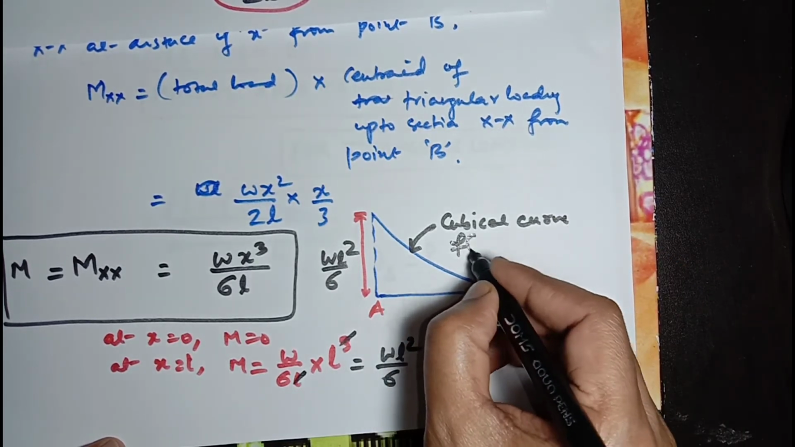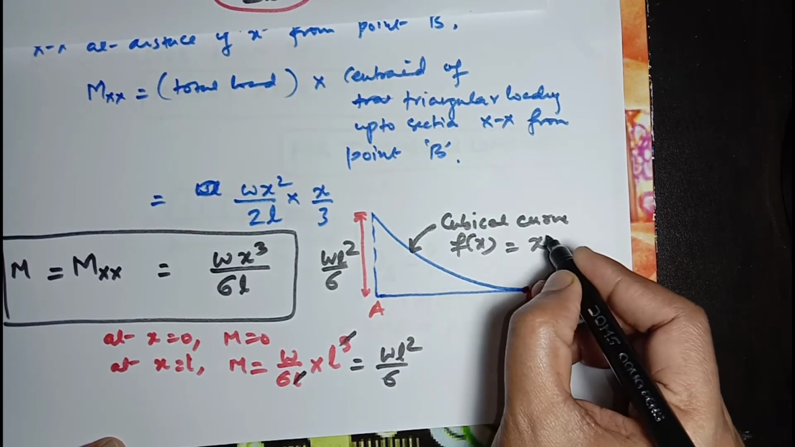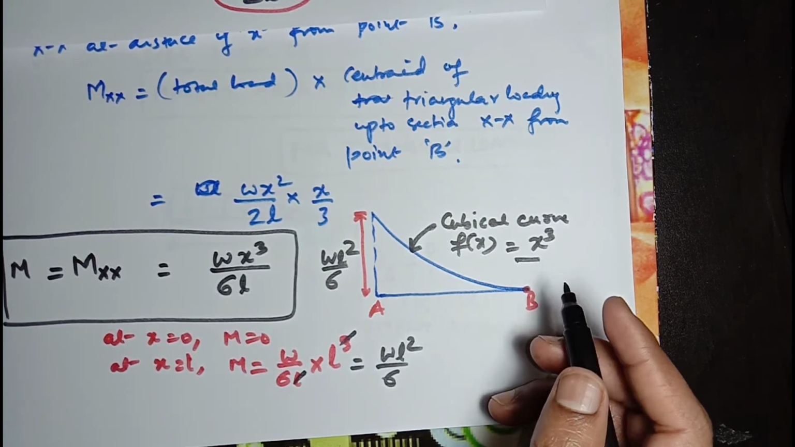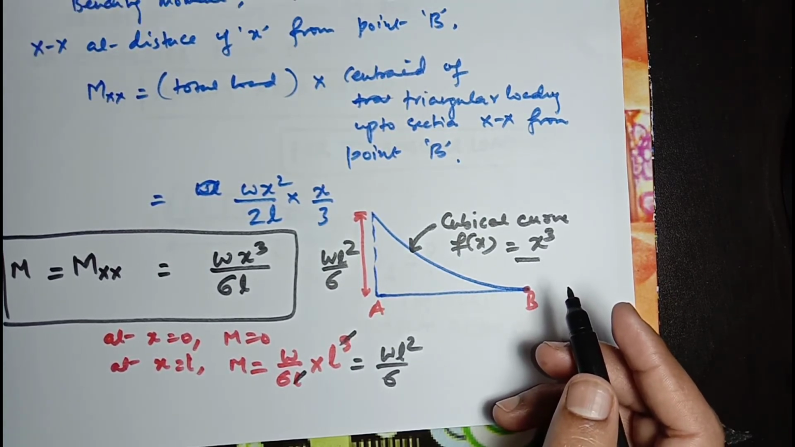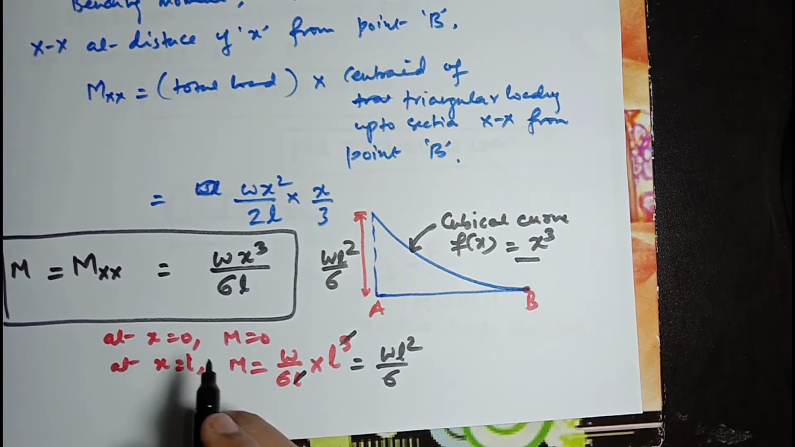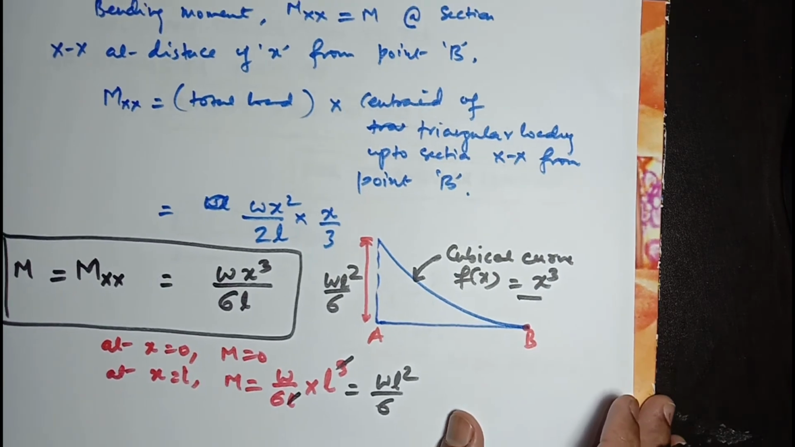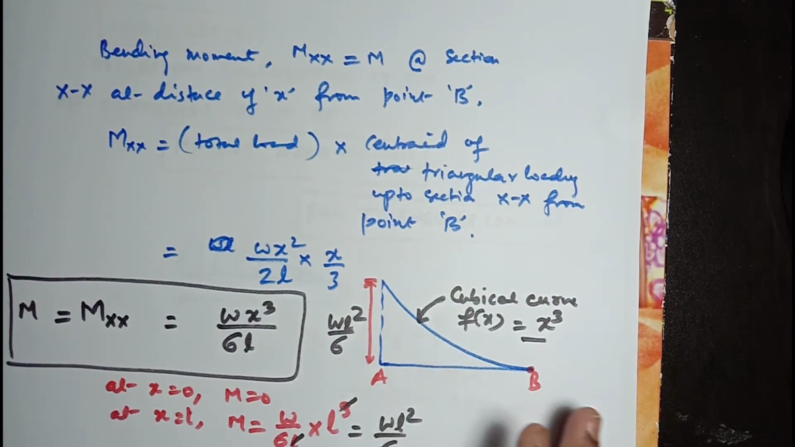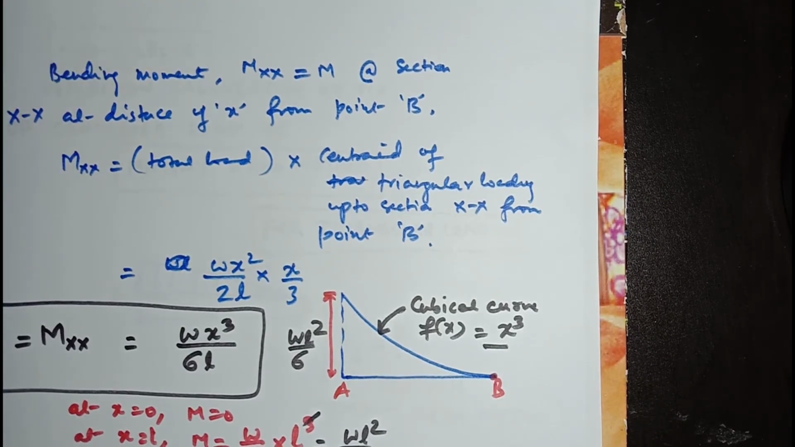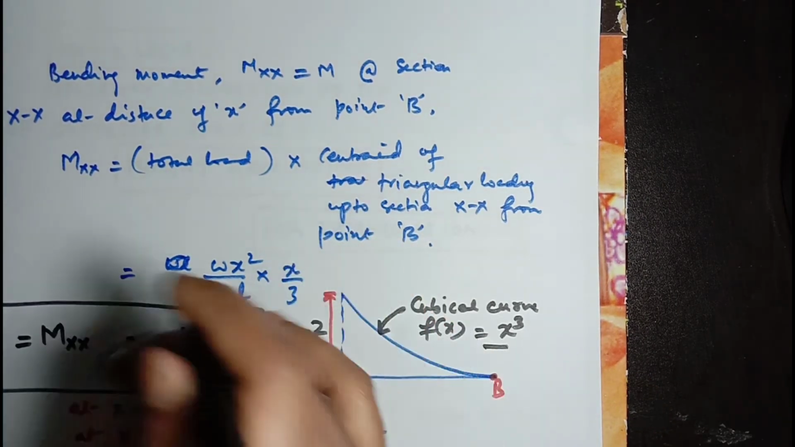You can say the function of this curve will be x cube. So the bending moment profile will have a curve which is a function of x cube. So we have calculated the bending moment for this triangular loading. First we developed a general expression for bending moment, and then we found the bending moment at the support.